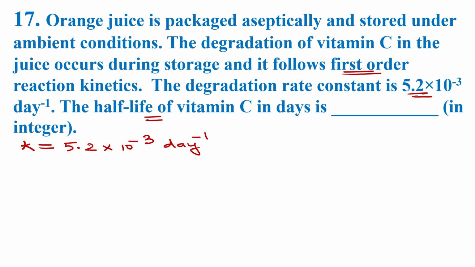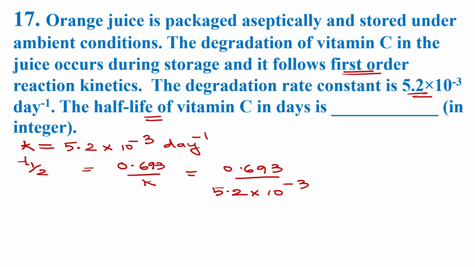Now we have to substitute it to T half. So it's just 0.693 by K, or put the value of K over here, 0.693 divided by 5.2 into 10 to the power minus 3. So it is approximately 133 days. So over here my correct answer will be 133.